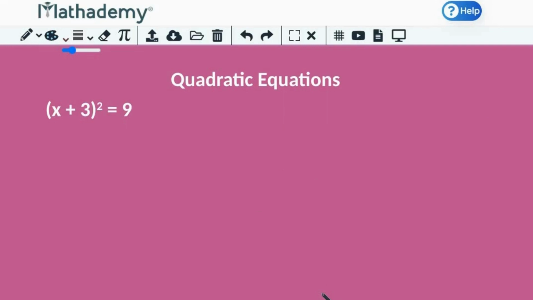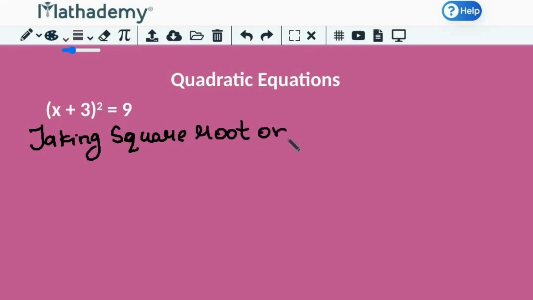Over here, I have two methods to solve this. First, I expand (x + 3) the whole square, get it into a quadratic equation form, and then solve it using the factorization method. Or the second method, I can simply take square root on both sides. So I'll say taking square root on both sides.